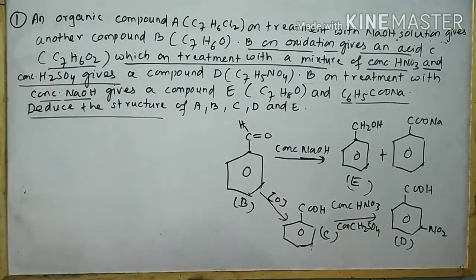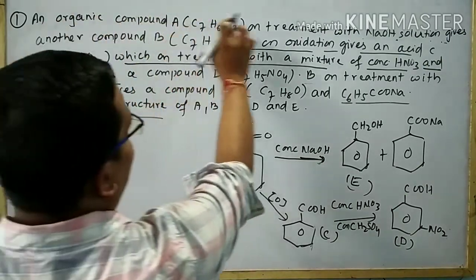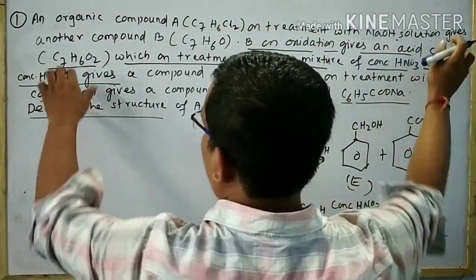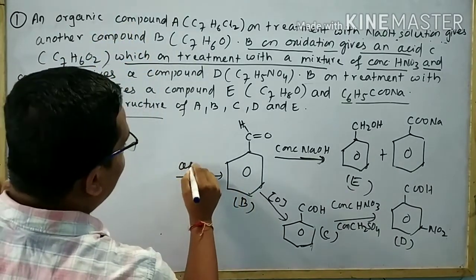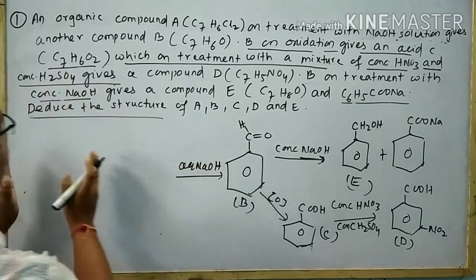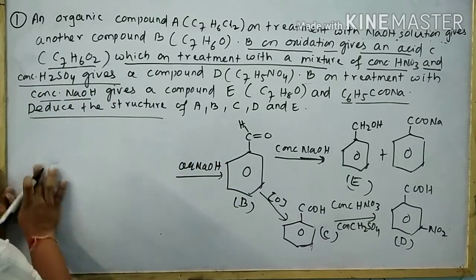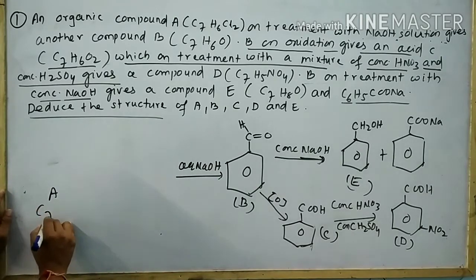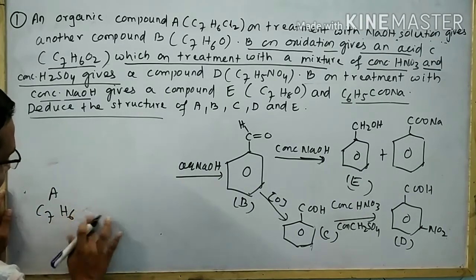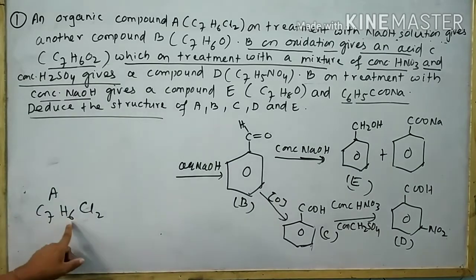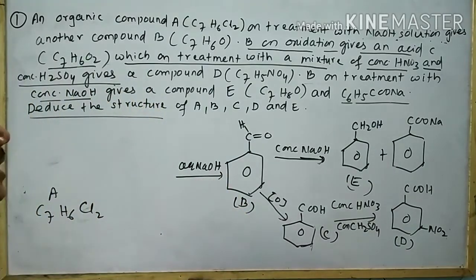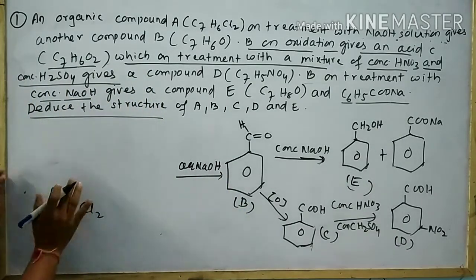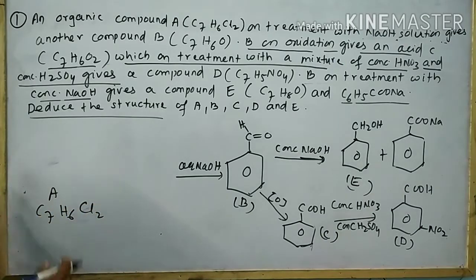Look at the question again and find out the another points. An organic compound A on treatment with the NaOH solution gives another compound B. That means B can be found by the help of reaction of aqueous NaOH with the compound A. That means this is your compound A and formula is C7H6Cl2. When C7H6Cl2 is subjected to reaction with the aqueous NaOH, then benzaldehyde is formed. That means it must be an aromatic compound which contains 2 chlorine atoms.